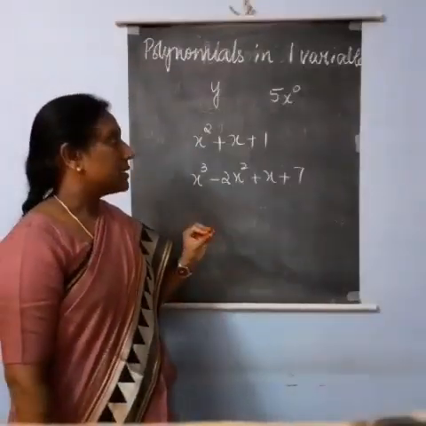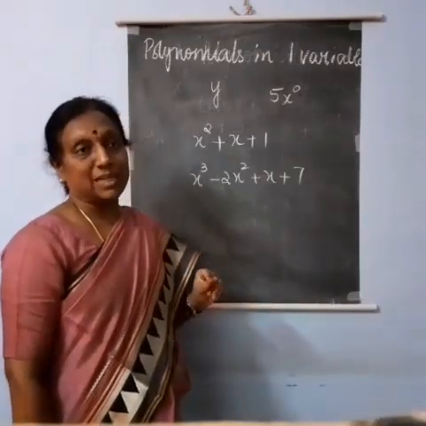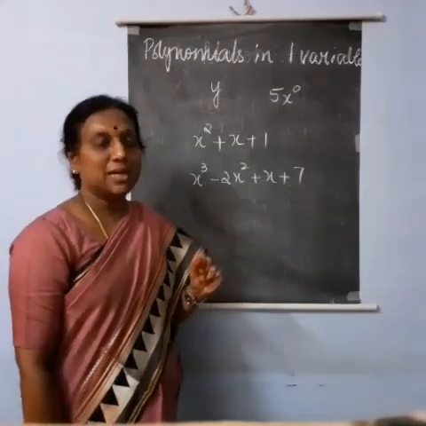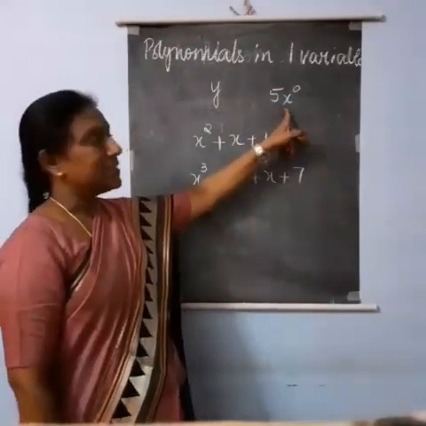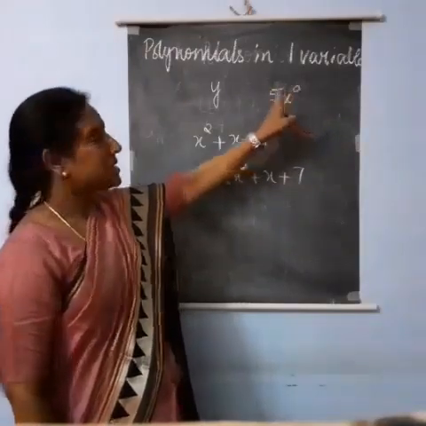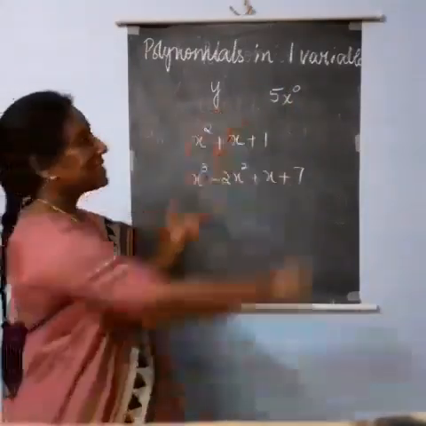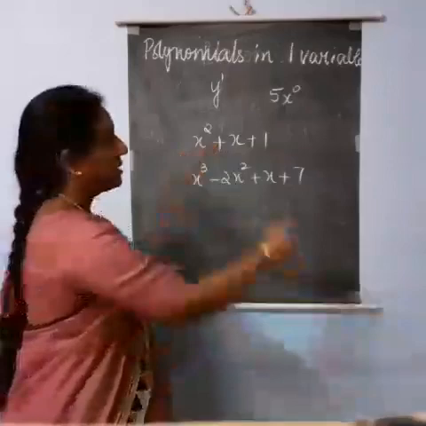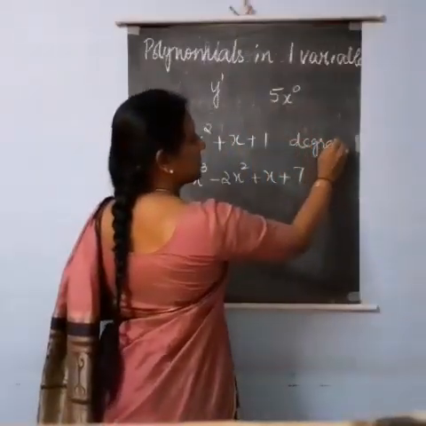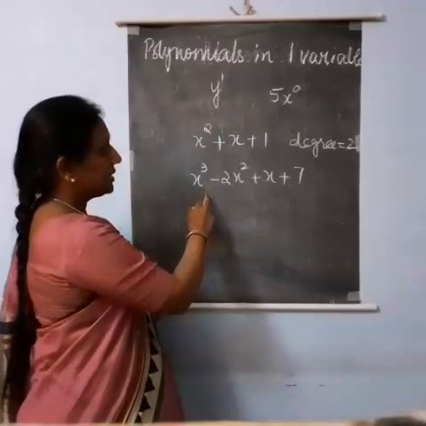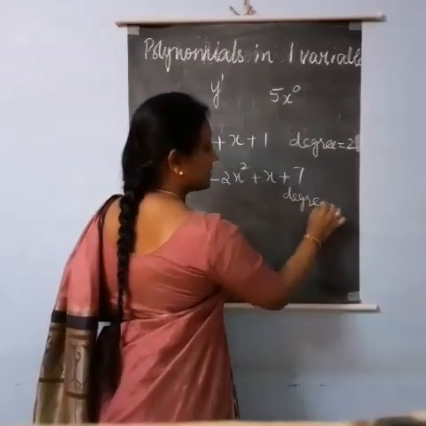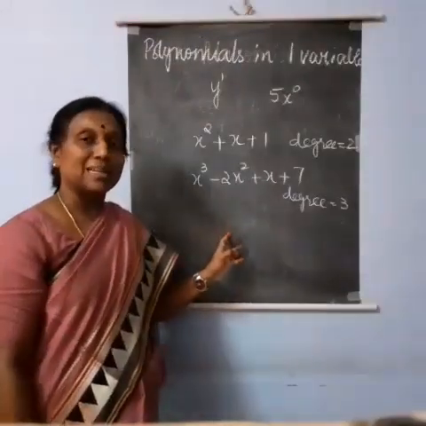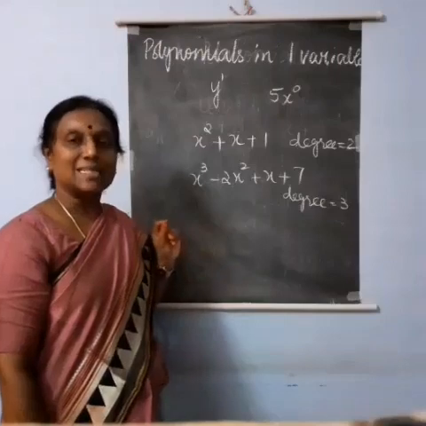Now, if you want to find the degree of the polynomial, we have to look for the highest power of that variable. So what is the degree of this polynomial? It is 0. What is the degree of this polynomial? It is 1. The highest degree is 1. What is the degree of this polynomial? Here the degree is 2. Correct? What is the degree of this polynomial? The degree is 3. Have you understood? So the degree of a polynomial is the highest power of that variable.